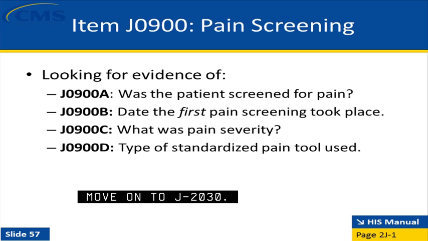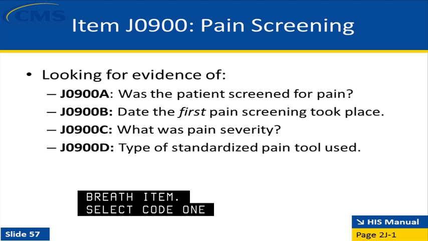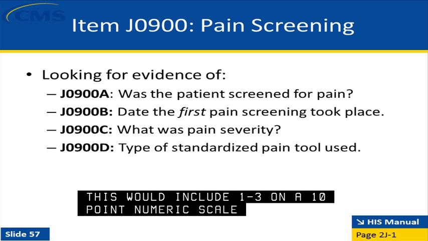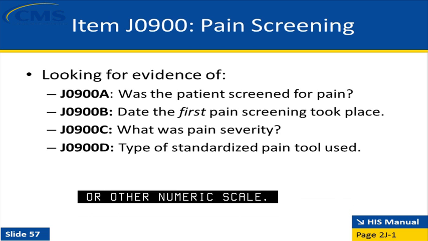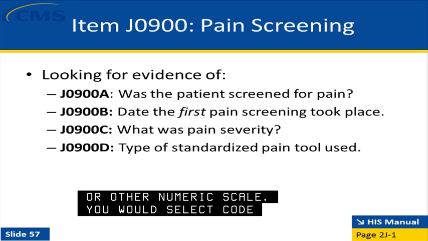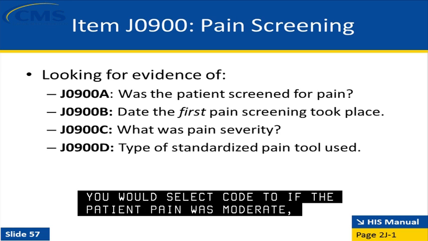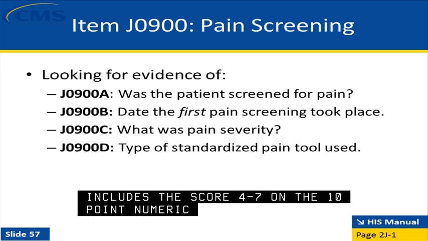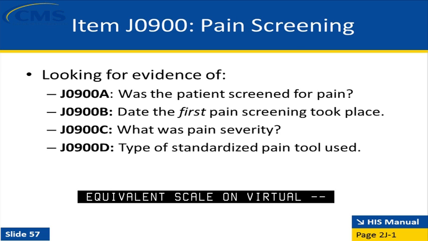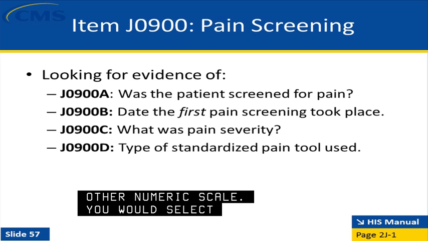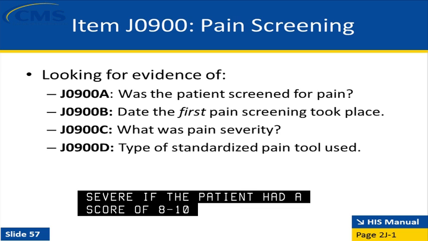You'll select code 1 if the patient had mild pain. This would include a score of 1 to 3 on a 10-point numeric scale, or an equivalent score on a verbal, visual, staff observation, or other numeric scale. You would select code 2 if the patient's pain was moderate, which includes a score of 4 to 7 on a 10-point numeric scale, or an equivalent score, again, on a verbal, visual, staff observation, or other numeric scale. You would select code 3, severe, if the patient had a score of 8 to 10 on a 10-point numeric scale, or an equivalent score on any of the types of scales I'd previously mentioned.